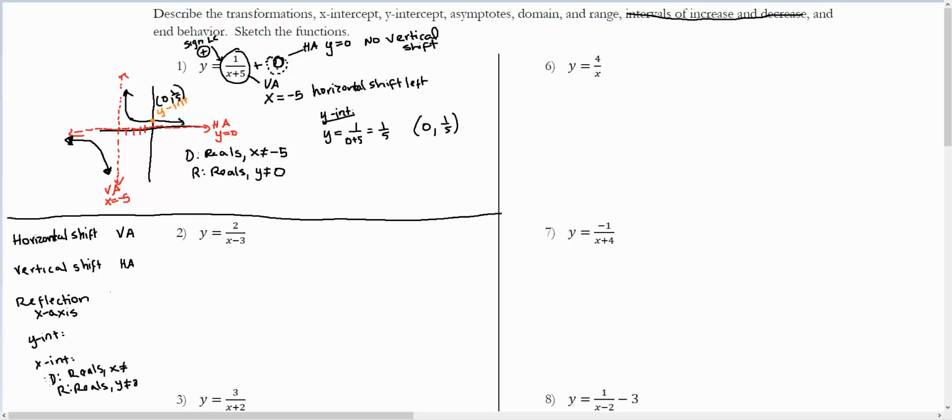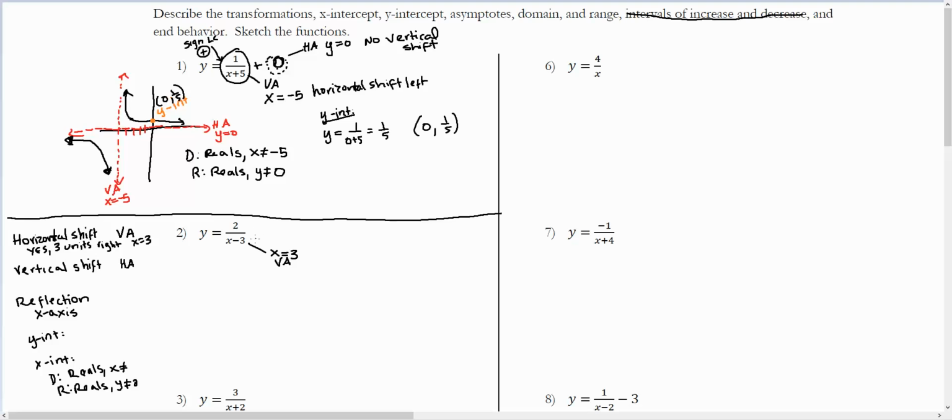All right, for number 2, I went ahead and wrote some of this stuff to save time. Go ahead and pause the video if you want to write this down. These are the things that we need to answer. Do I have a horizontal shift? Yes, I do, because look at the denominator. It tells me that x equals 3 would make the denominator go to 0. This is the VA. So for the horizontal shift, you would say yes. Sorry, it's -3, so it's 3 units to the right. Our VA is going to be x equals 3.